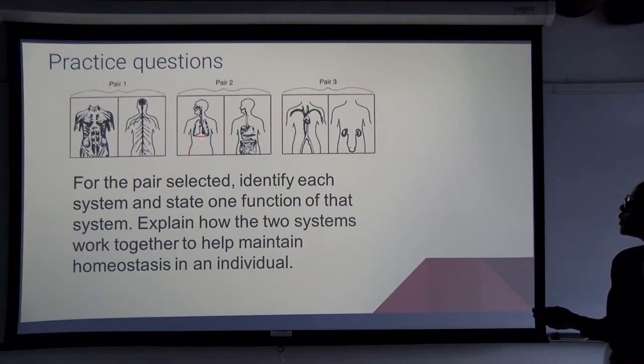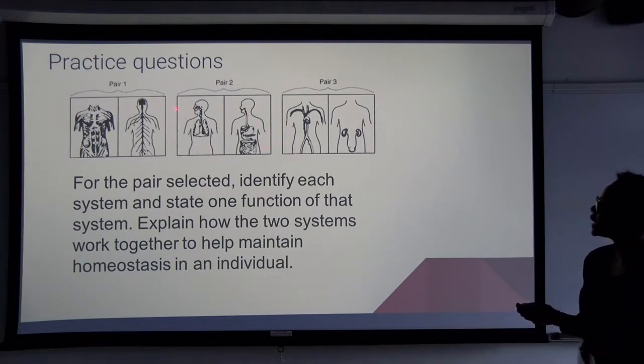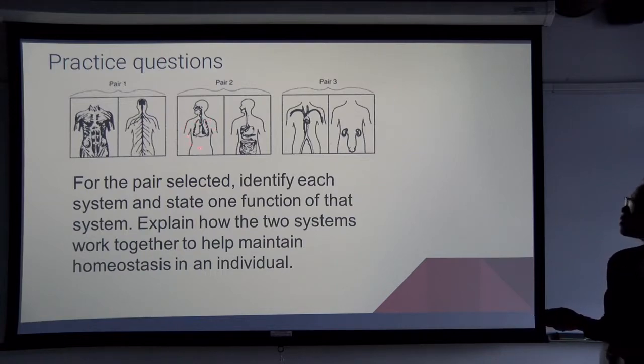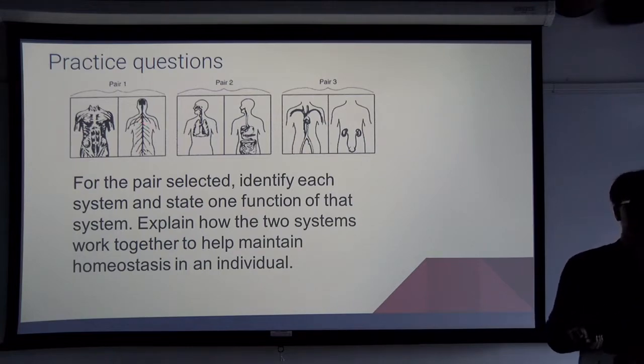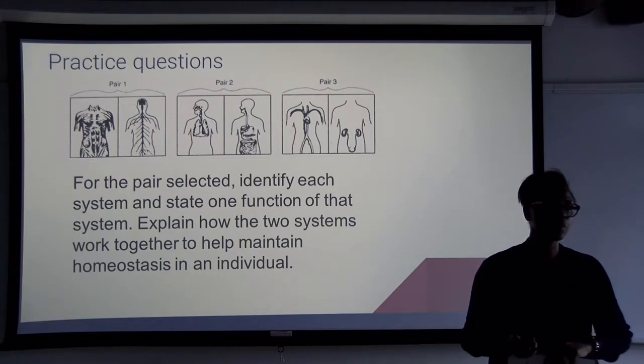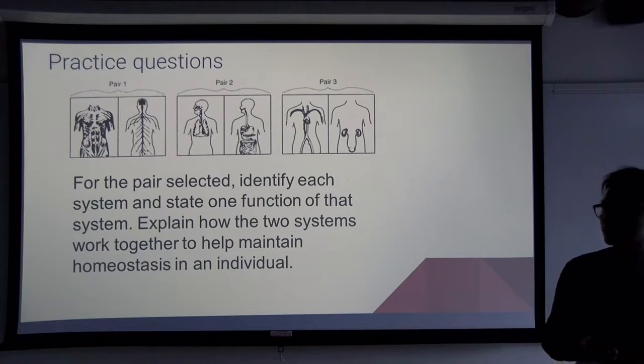Number 2, we have the respiratory system and the digestive system. The way they're connected, the respiratory system will diffuse oxygen into the blood. The digestive system will send nutrients into the blood. And together, the oxygen will help to release the energy from the food through a process called cellular respiration.